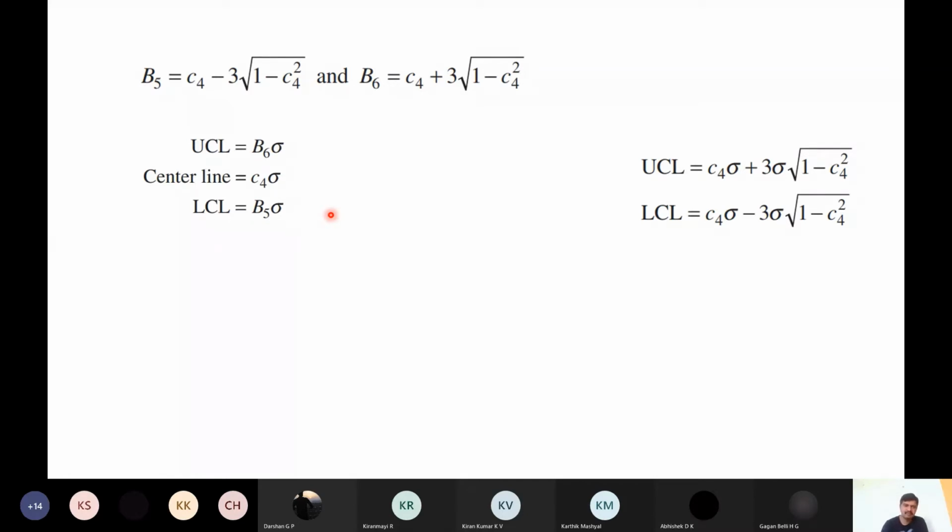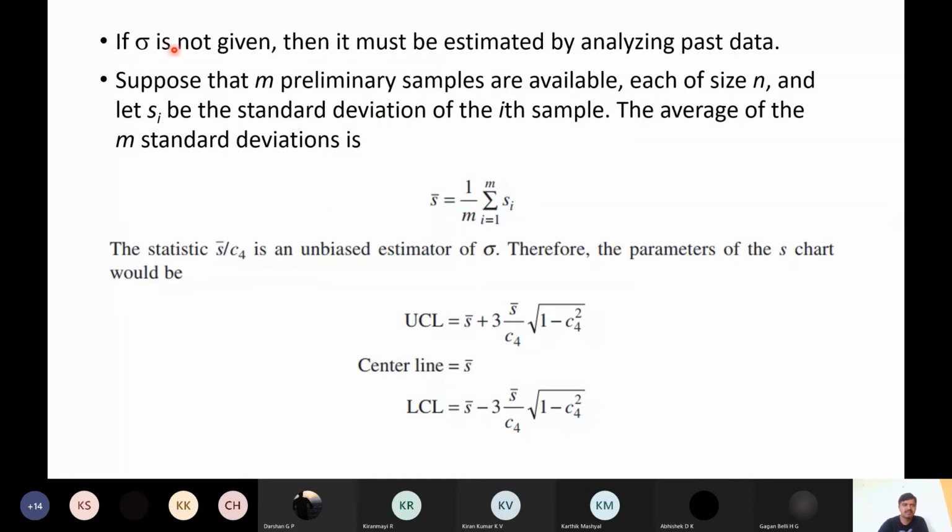So for that we make use of one more set of equations. If sigma is not given, then it must be estimated by analyzing past data. Suppose that m preliminary samples are available. These are the number of different samples, or the number of subgroups, each of size n, this is the sample size, and let Si be the standard deviation of the ith sample. The average of the m standard deviations is given by S bar.